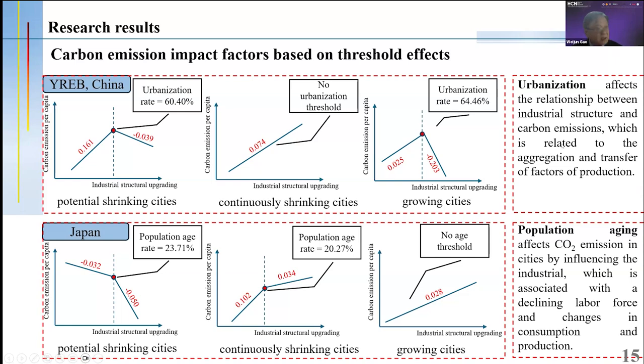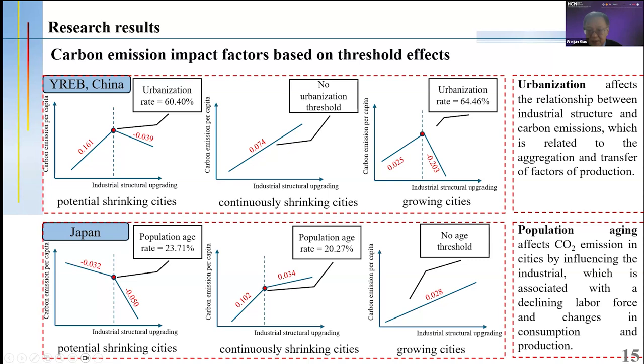in growing cities, urbanization divides the impact of industrial structure on carbon emission per capita into two level intervals. Where the urbanization rate is over 64%, industrial structure upgrade can significantly decrease the carbon emission.